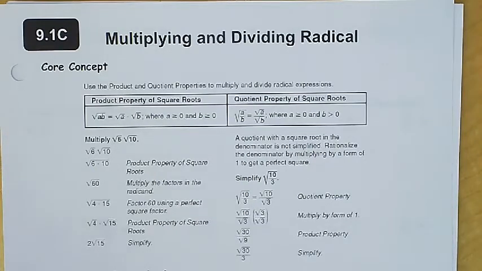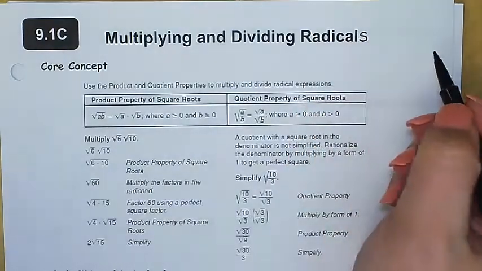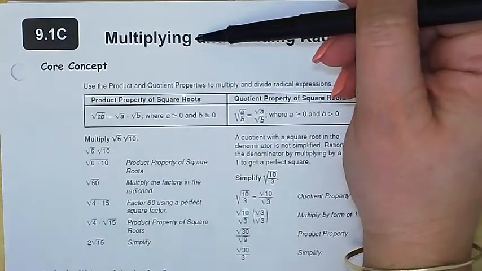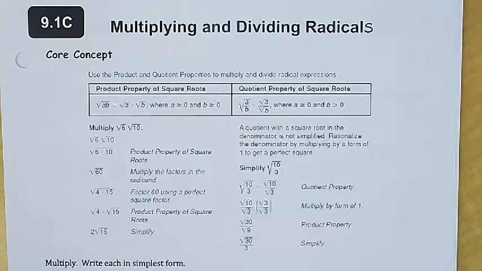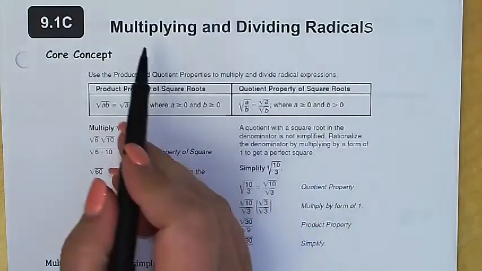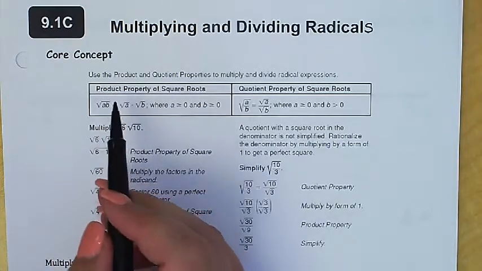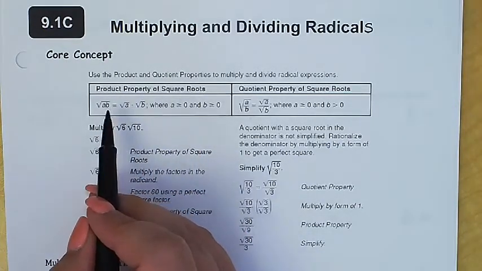Lesson 9.1c is going to introduce us to multiplying and dividing radicals. So that actually should have an S here on the end. Multiplying and dividing radicals. And the multiplying piece of this is actually not new. You didn't formally know it, perhaps, but you really have been using the product property, which is multiplication, of square roots every time that we simplified a radical.